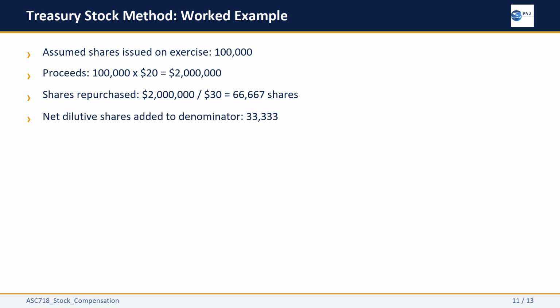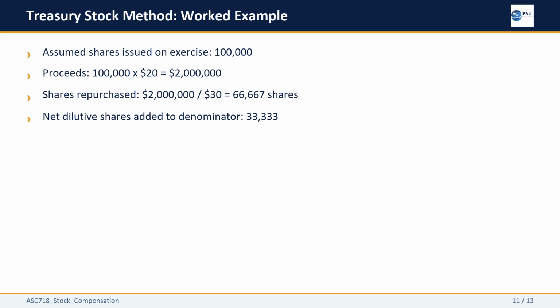Let's walk through a concrete example. A company has 100,000 options outstanding with an exercise price of $20 per share. The average market price during the period is $30 per share. Under the treasury stock method, we first assume all 100,000 options are exercised, generating proceeds of $2 million. That is 100,000 multiplied by $20.